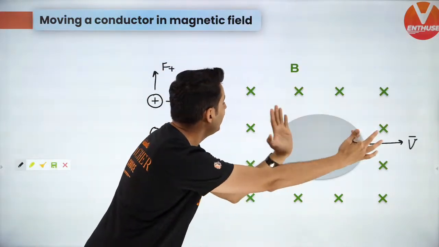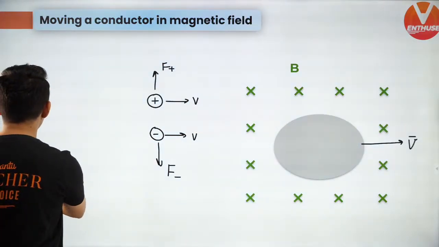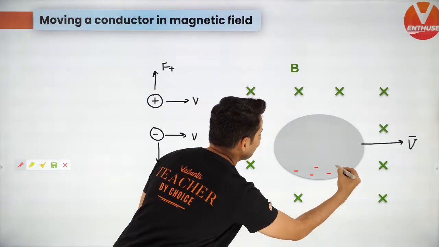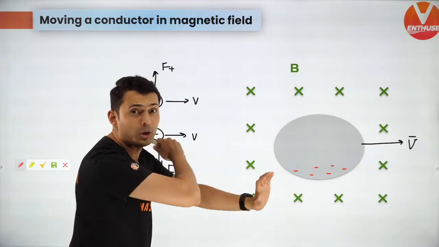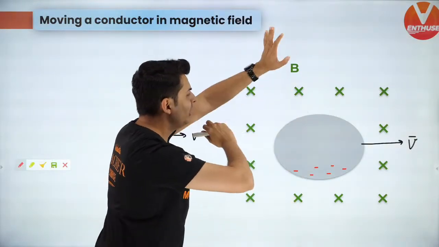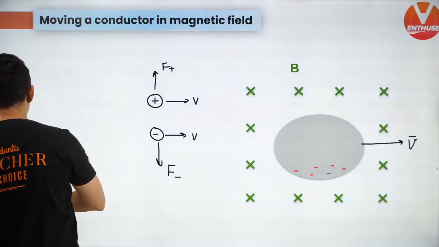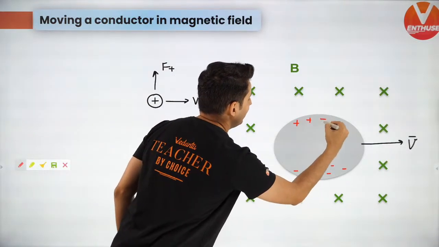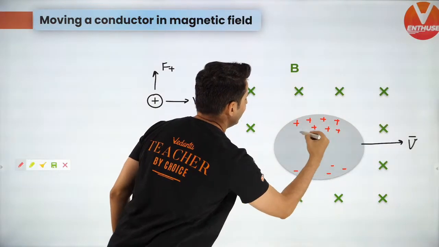That means the moment you move this, you know what is going to happen? You are going to see the electrons getting accumulated over here. And they are going to leave, they are going to ditch, they are going to break up with their respective nuclei.